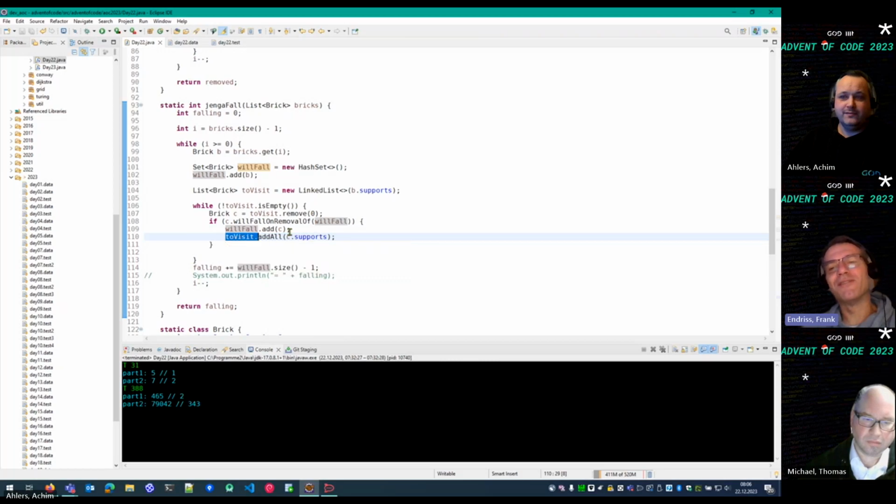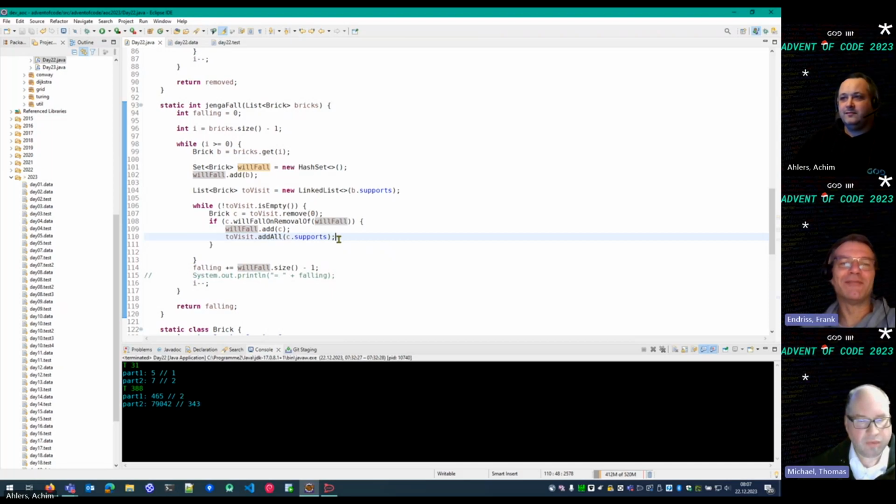By the way, this is a BFS algorithm again. Yes. Basically, this to-visit list here is the queue of nodes that we have to work on, and we always take the first and then loop this around until this list of to-visit nodes is empty.